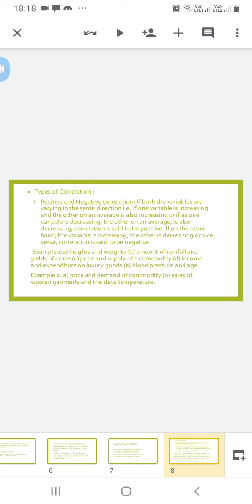If both the variables move in the same direction, correlation is said to be positive. Some examples: height and weight, price and demand of commodity, family income and expenditure on luxury, price and supply of commodity, and like that. Sales of woolen garments and the day's temperature.